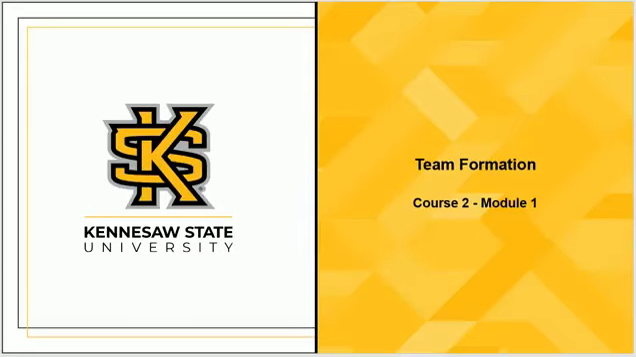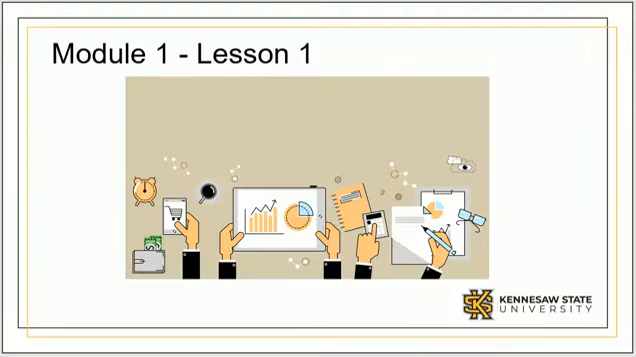Welcome to Six Sigma Black Belt, Course 2, Module 1, Team Formation. Module 1, Lesson 1, Team Structure. In this lesson, we will discuss the ideal structure for Six Sigma project teams.